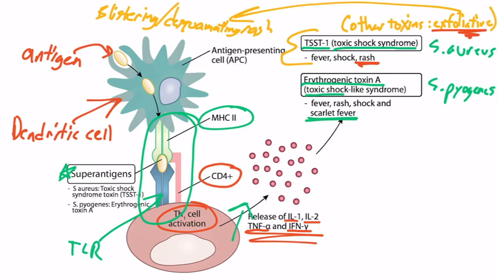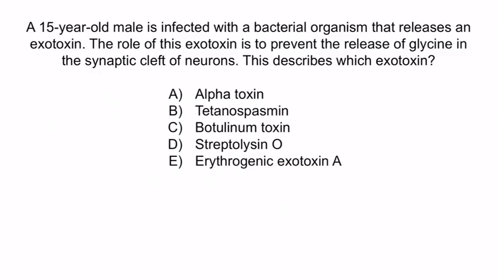Now that we've covered the topic of virulence, let's do a review question to apply what you've learned. A 15-year-old male is infected with a bacterial organism that releases an exotoxin. The role of this exotoxin is to prevent the release of glycine in the synaptic cleft of neurons. This describes which exotoxin? A, alpha toxin, B, tetanospasmin, C, botulinum toxin, D, streptolysin O, or E, erythrogenic exotoxin A.